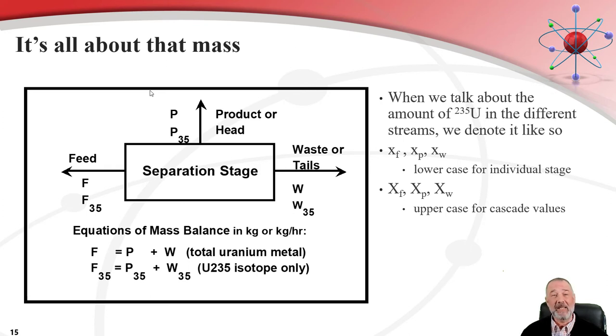Now, it'll be a lowercase x if we're talking about an individual unit for enrichment, be it a singular gas centrifuge or a singular gaseous diffusion chamber, right? That lowercase x denotes what percentage of 235 it is. When we're talking about cascade values, we're going to use an uppercase X in order to delineate the two, because they are very different in how we're going to use them in a couple of calculations. So if it's a single stage or a single unit, it's lowercase. If it's for an entire cascade, it's uppercase.